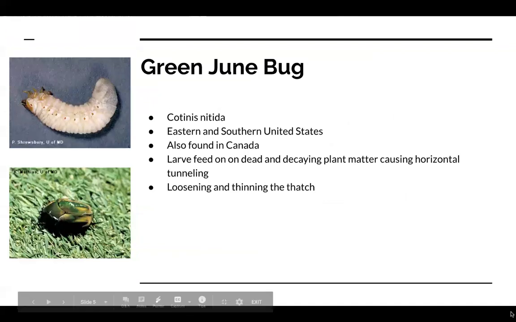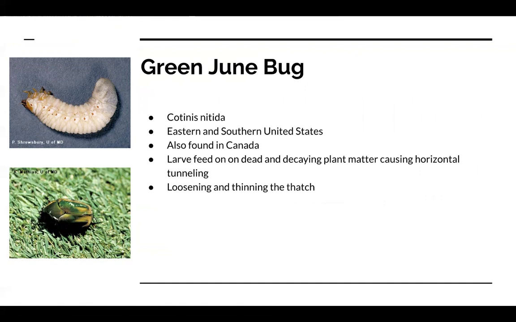So I did the green June bug. Its scientific name is Cotinus nitida. This is a green and orange beetle that is found in the eastern and southern United States, and also in southern Canada.